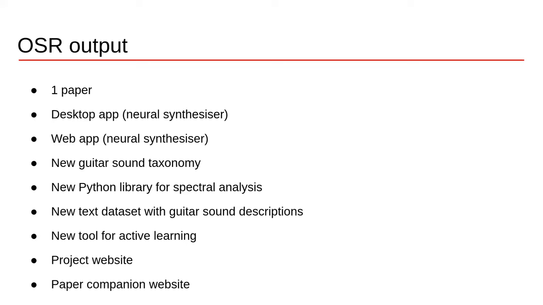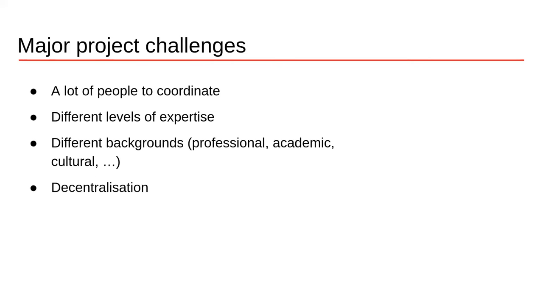And we had a lot of output as well. 1 paper, a desktop app with neural synthesizer, web app, a new guitar sound taxonomy, new Python library for spectral analysis, new data sets, tools for active learning, project website and paper companion website. So a lot of output out of this, but we had a lot of challenges.